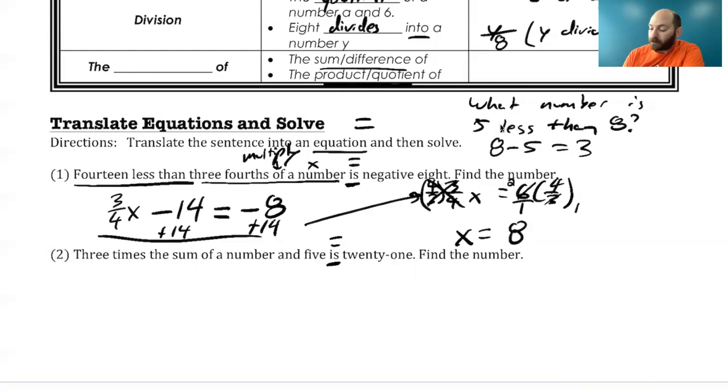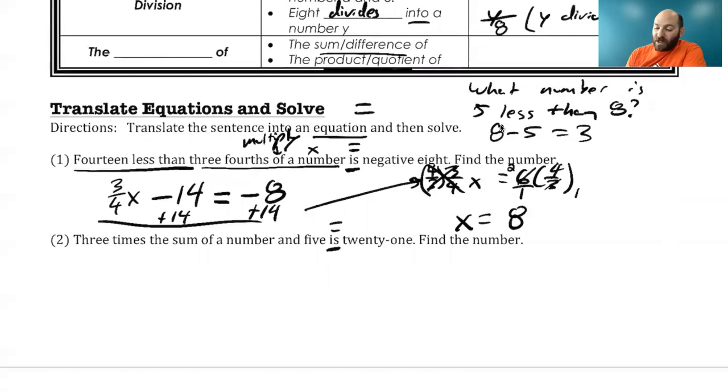All right. Number 2, I think, is a little bit easier to set up, but we're going to go through it step by step. 3 times the sum, okay? So when I talk about 3 times the sum, that means I need to do addition before I do my multiplication. The easiest way to do that is going to be with parentheses here. I'm going to group them together. It's the sum of a number and 5. So the number I'll call x, and 5.